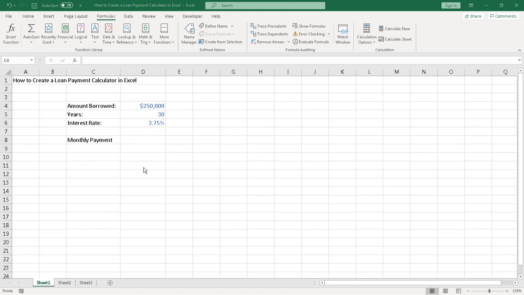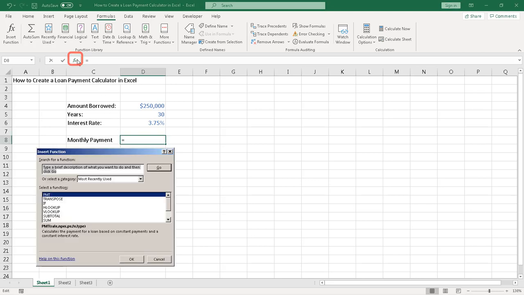Next, let's look at the monthly payment calculation. As mentioned, the monthly payment calculation will be in cell D8. This is where we will set up the formula and function to make the loan payment calculator work. To do this, click the insert function icon next to the formula bar. This launches the insert function dialog box.